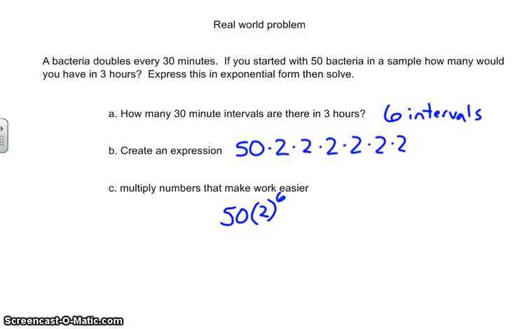Okay, I can find out what 2 to the 6th power is, and if we look at this, let's just take a look at 2 to the 6th power.